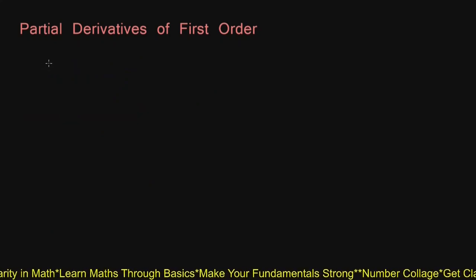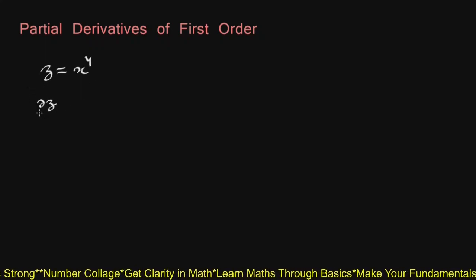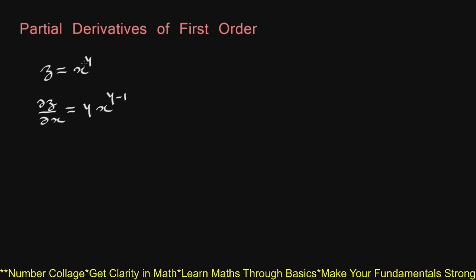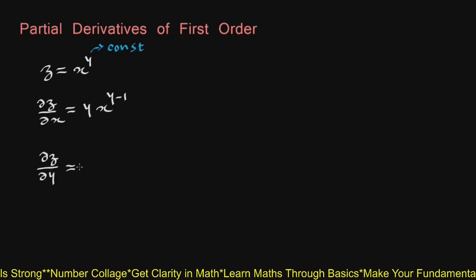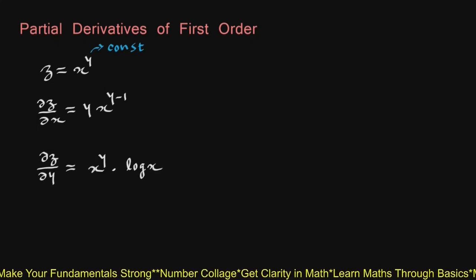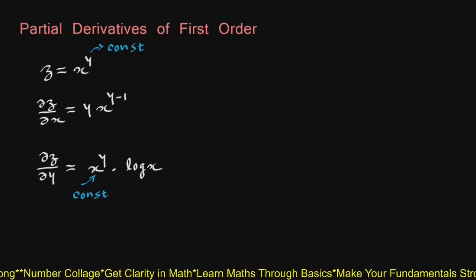Find the partial derivative of z equals x raised to y. ∂z/∂x will be y x raised to y minus 1, where this y is constant, and ∂z/∂y is x raised to y into log x, because here this x is constant.